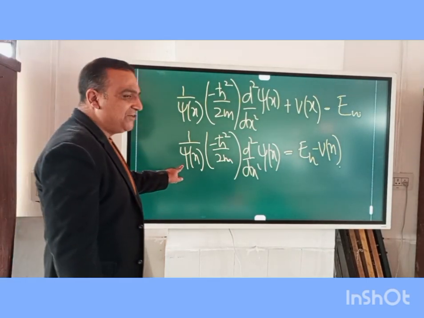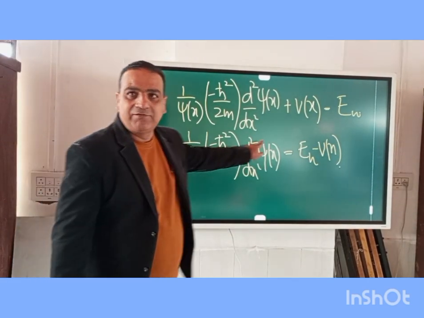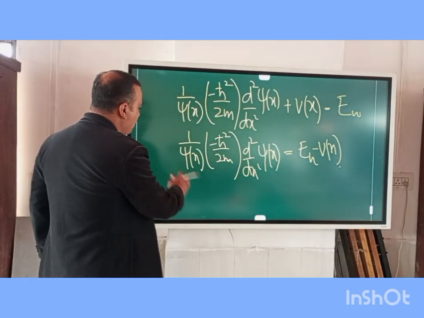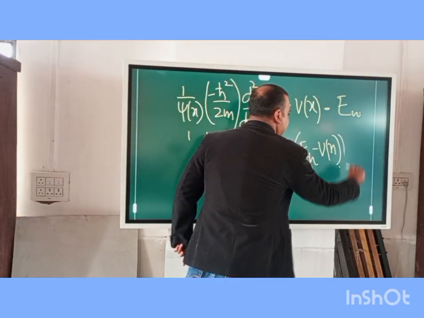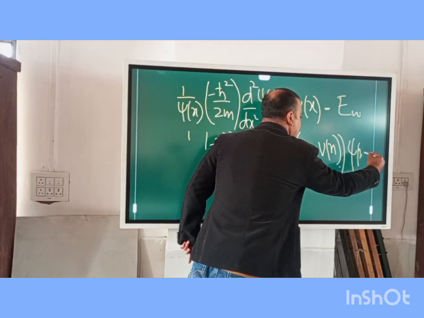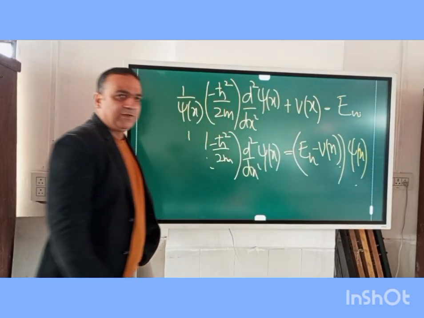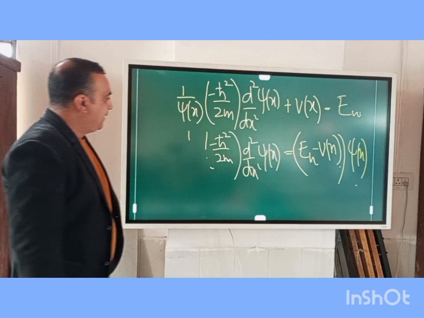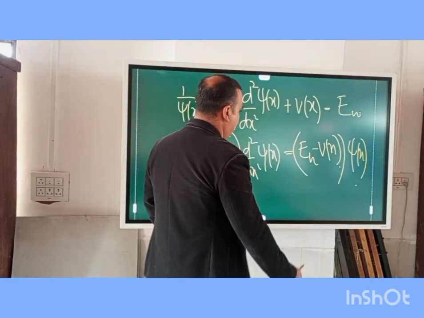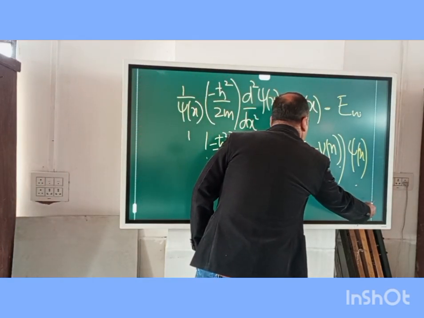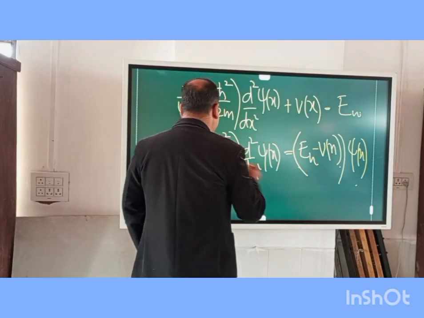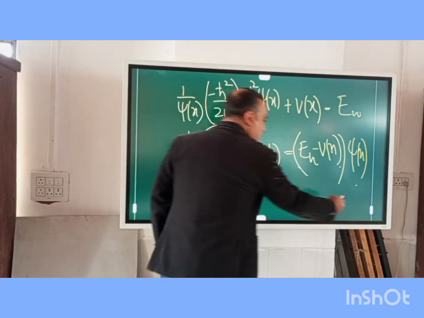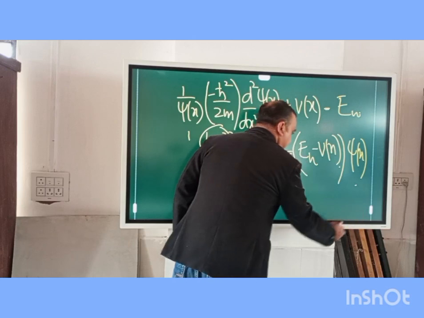And I can transfer this psi of x on the right hand side. So we will have times psi of x, right? I can also transfer this 2m on the right hand side. This h bar squared by 2 will also go on the right side.